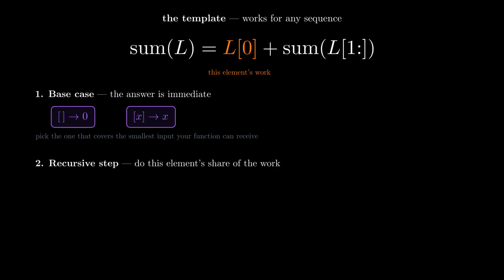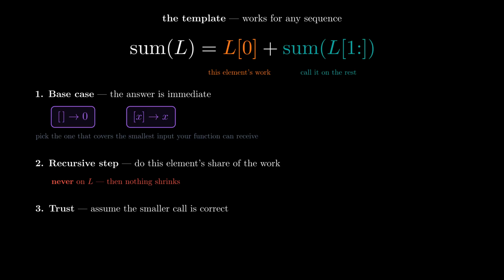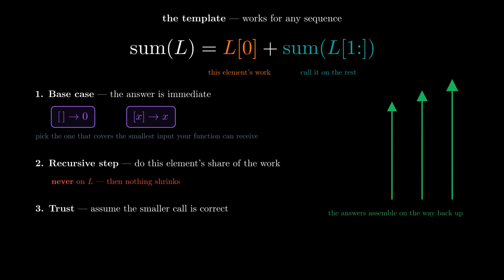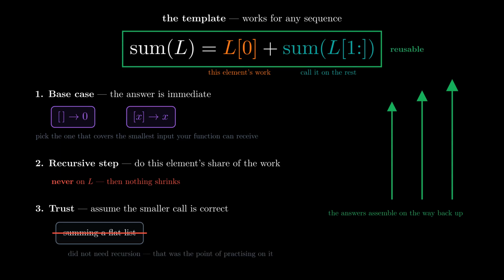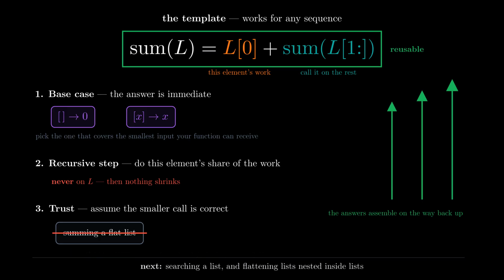Recursive step. Do this element's share of the work, then call the function on the rest of the list. Never on the whole list or nothing shrinks. Then trust, assume the call on the smaller list is correct, and the answers assemble on the way back up. Summing a list needed no recursion. That was the point of practicing on it. The same peel and trust template is about to handle searching a list, and flattening lists nested inside lists where iteration becomes genuinely hard.